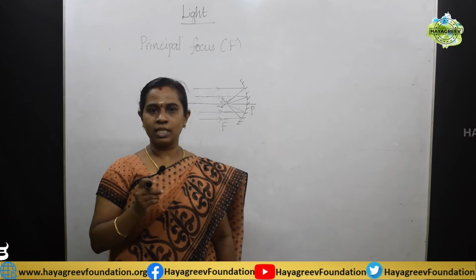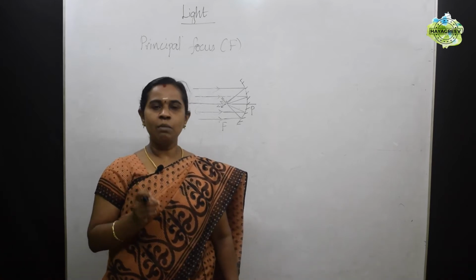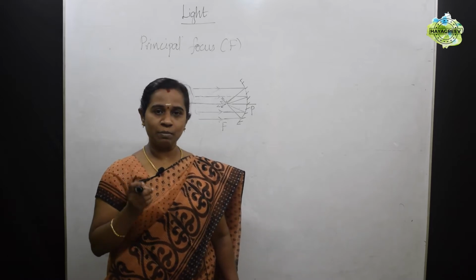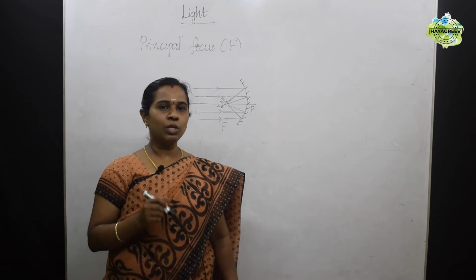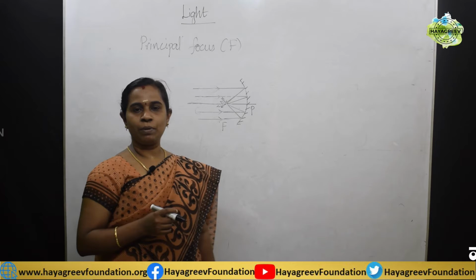That point is the image of the source. The image is real but very small, so we get a diminished image of the object at the principal focus.